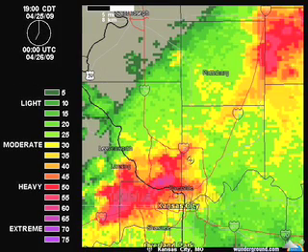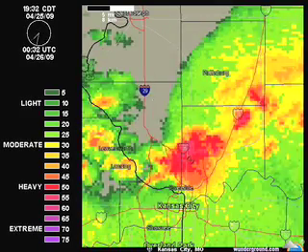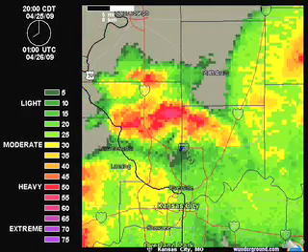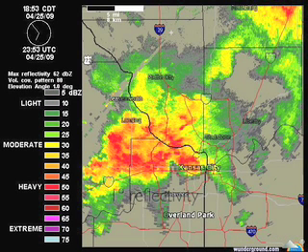And now for the composite, where we took the maxes from each reflectivity and combined them, and you can see a pretty good illustration of the storm dying and then lifting to the north.